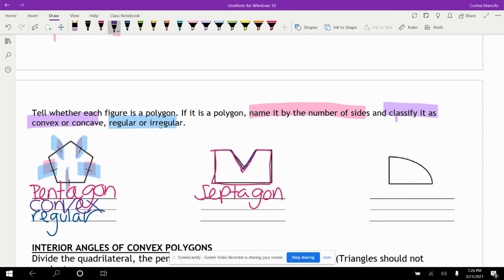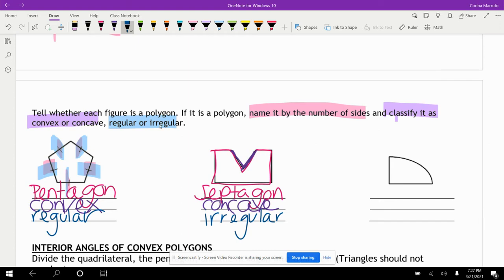We check to see, is this convex or concave? Well, this side caves into the figure. So this is concave. And then last is this regular or irregular? So this is considered irregular because not all the sides are the same. They all have to be the same to be regular. And that's it for that one.